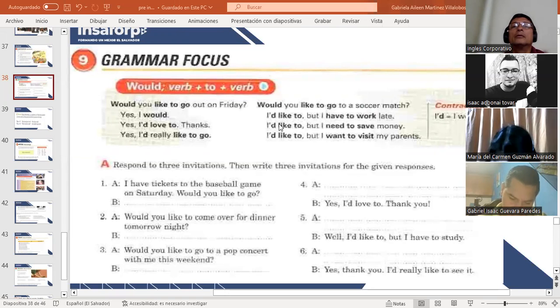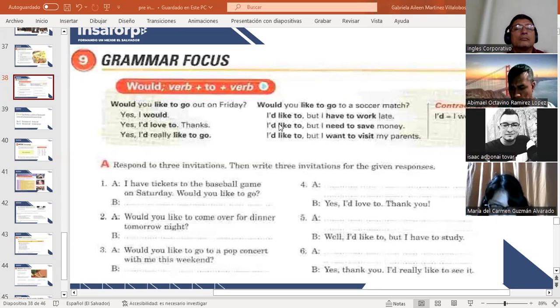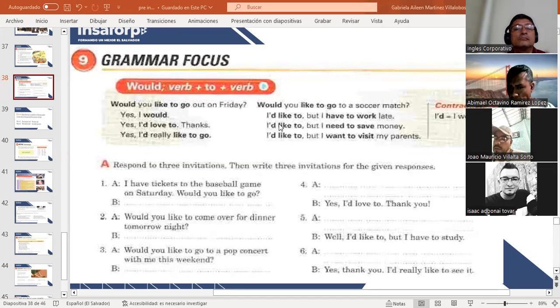Group number one. I have Aleida, Isa, Joao, Jose Alejandro, Maria Mercedes. Okay. What do you have in number two? Question. Would you like to come over for dinner tomorrow night? Yes, I like to go. Oh, I like to go, but I have to work late. Okay, thank you. Nice. Okay, group number two. I have Christian, Maria del Carmen, and Orquídea.